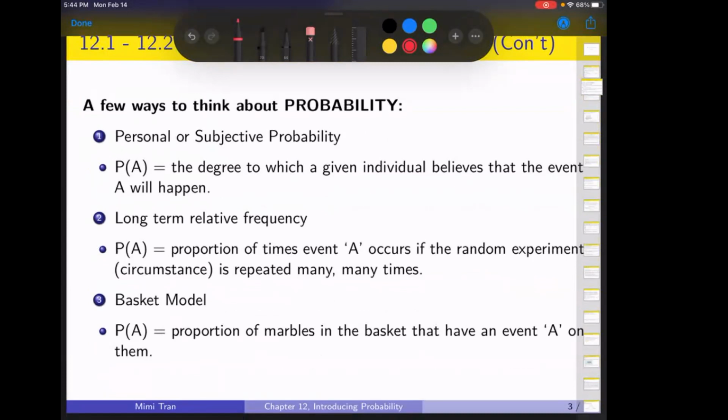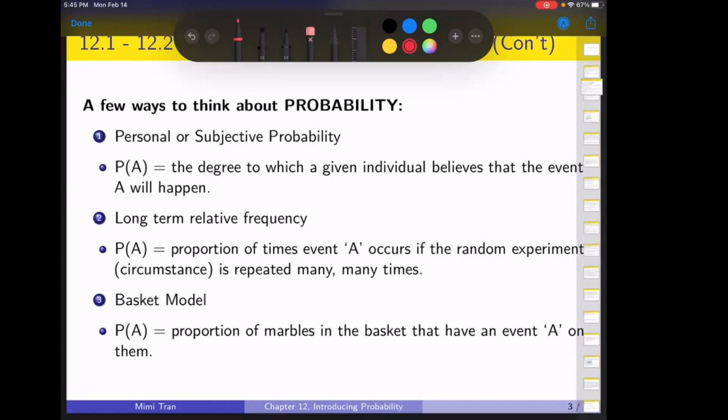All right, so say you watch the game and your buddy asks you, what is the probability of the Rams winning? And you say 70%. So that's his judgment, right? That's not a long-term probability. He just guessed. So that's called personal probability. We don't go into this a lot. This is P of A here.